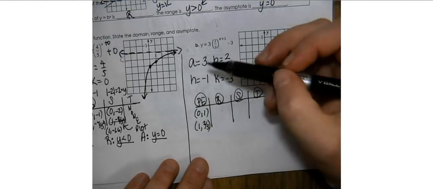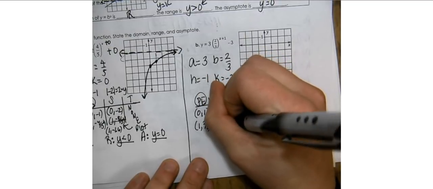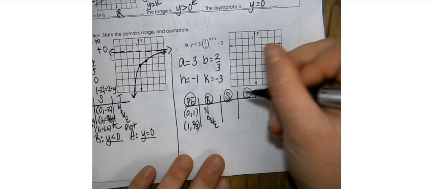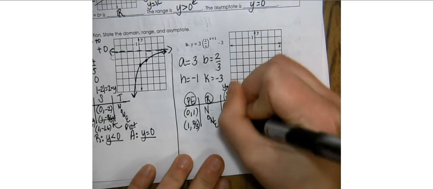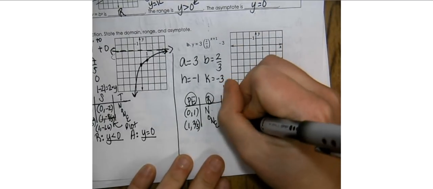In this problem, my A value is not negative, so I will not have a reflection across the x-axis. My stretch, well, in this case, the absolute value of 3 is 3, so I'm going to multiply all y values by 3. So I have 0, 3, and 1, comma, 2 times 3 is 6. 6 divided by 3 is 2. So I have the ordered pair 1, 2.